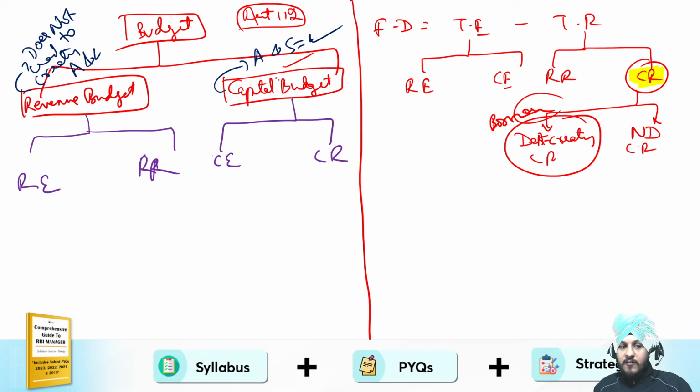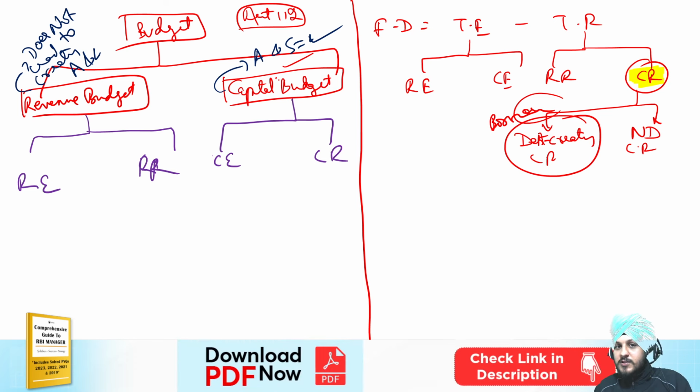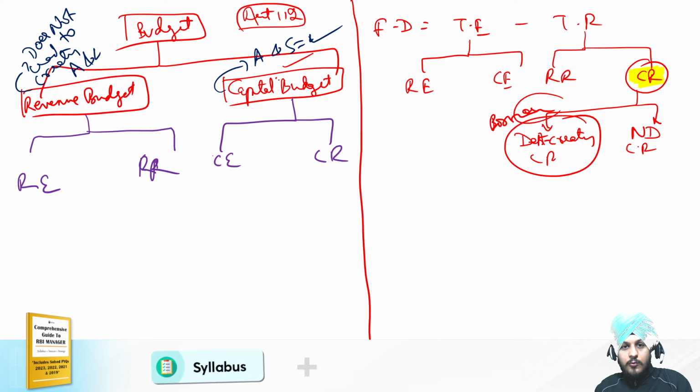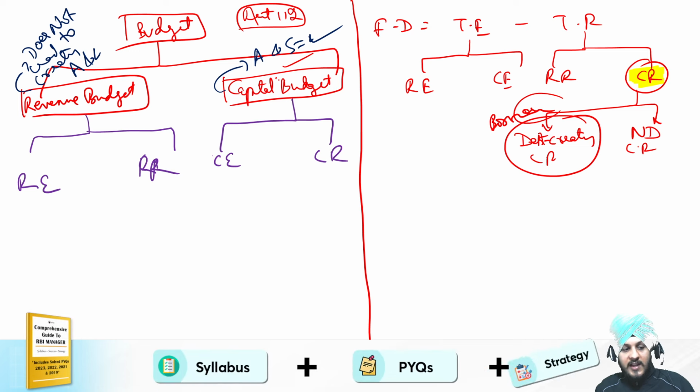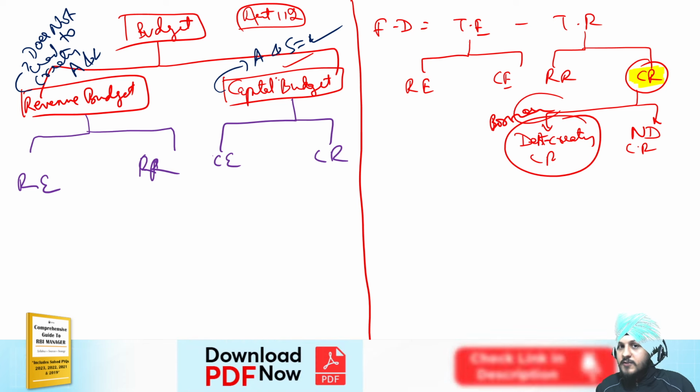When we talk about the revenue budget, it consists of both expenditure and receipts, and whatever expenditure we do from the revenue budget, usually we do it to meet the day-to-day expenditure or day-to-day receipts of the government. So this expenditure or receipt under the revenue budget does not lead to creation of any assets or liabilities for the government.